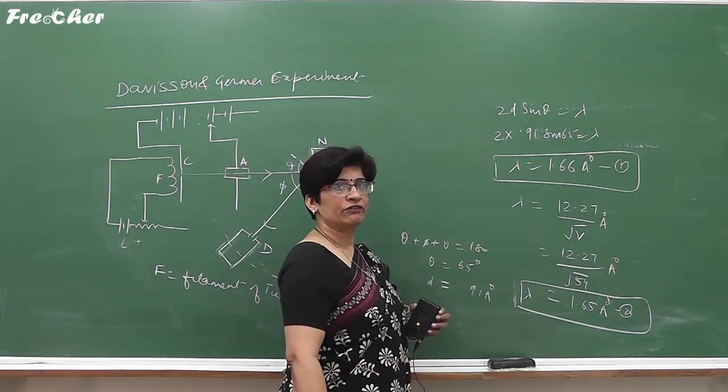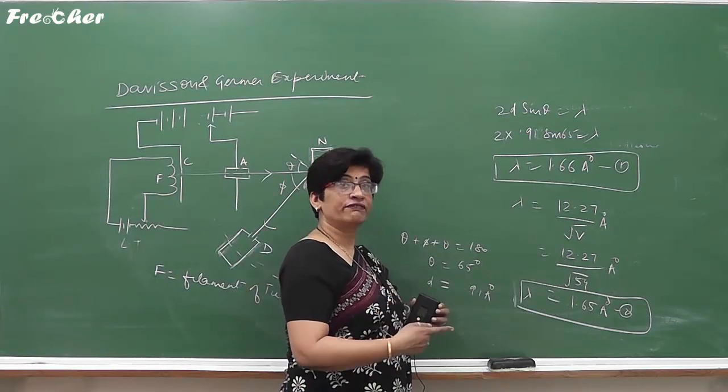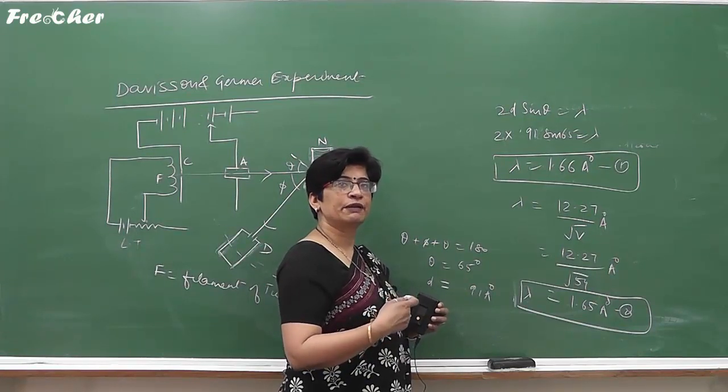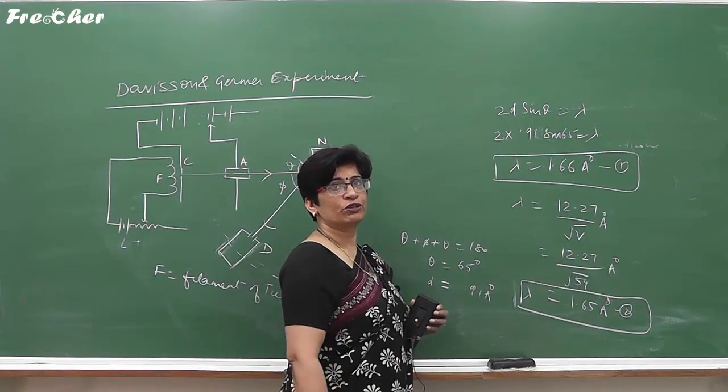So this experiment was done using slow moving electrons. We can also verify the same wave nature by fast moving electrons, and this experiment was performed by G.P. Thomson, and we say it is the G.P. Thomson experiment.